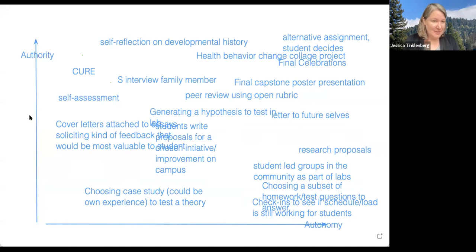Thank you, Barbara. Liz would like to hear more about choosing case studies to test a theory. Who shared that one with us?